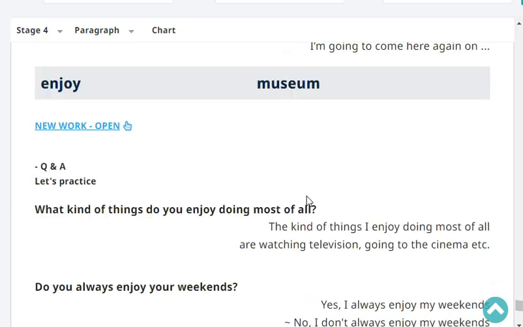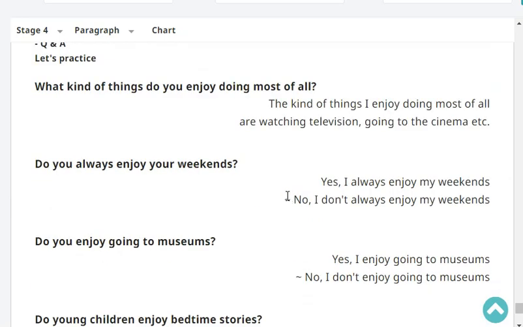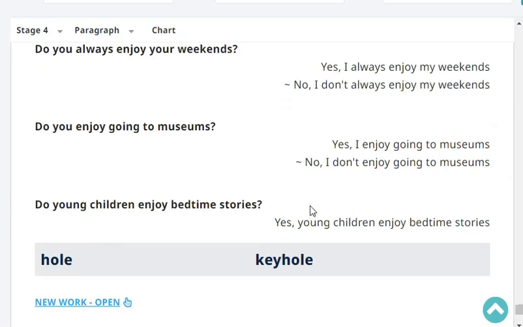What kind of things do you enjoy doing most of all? The things I enjoy doing most of all are sewing, playing the piano, and sleeping. Wow, I love sleeping also.